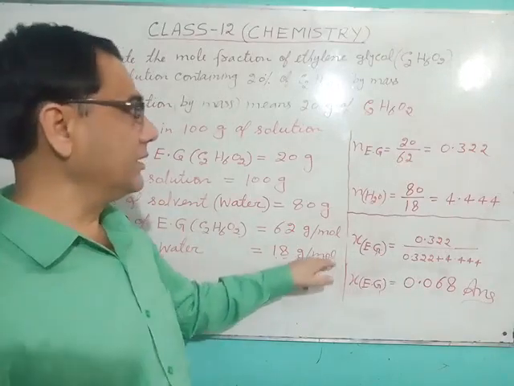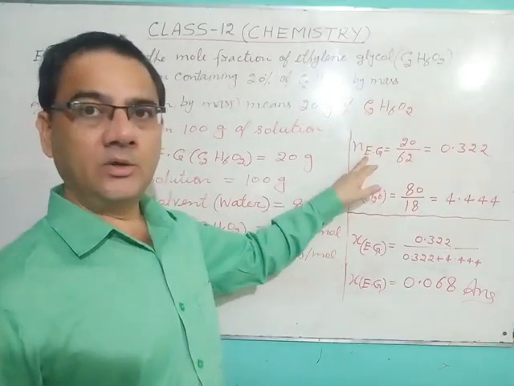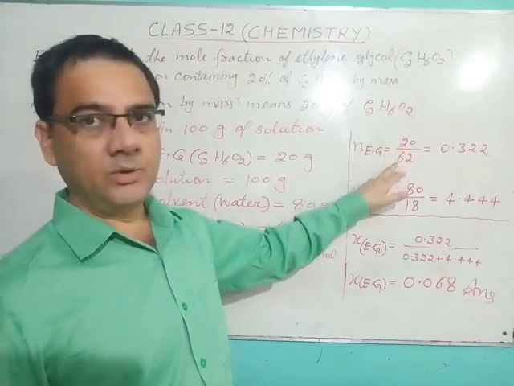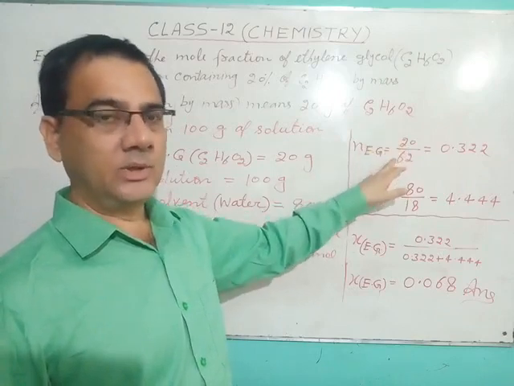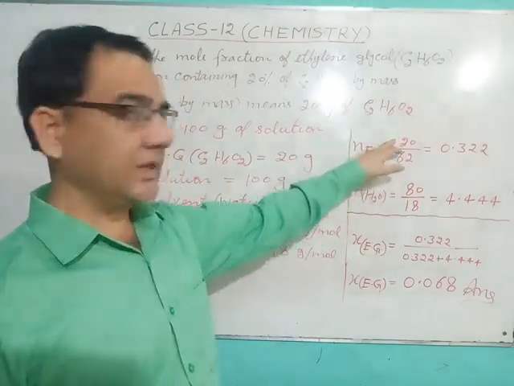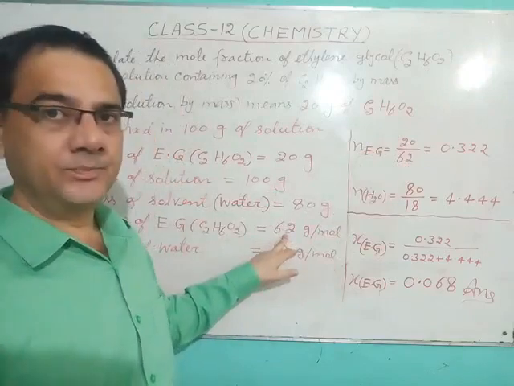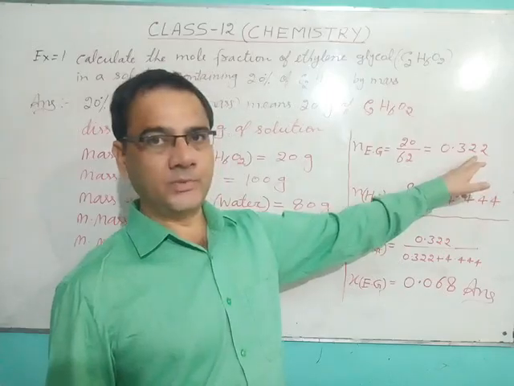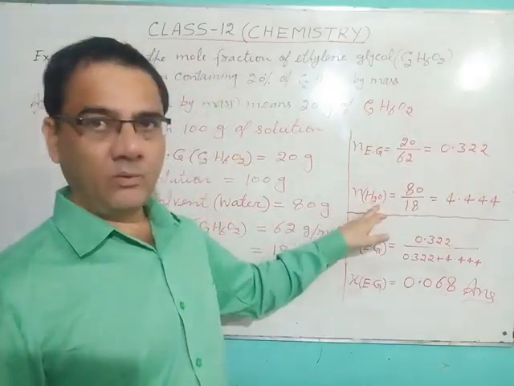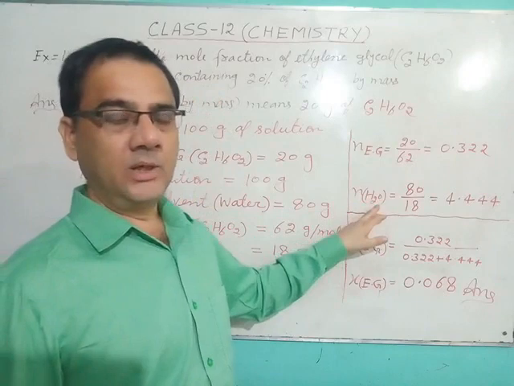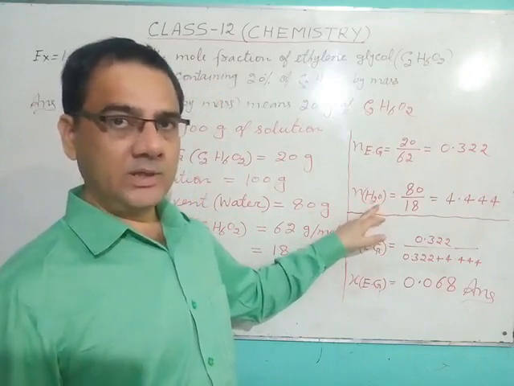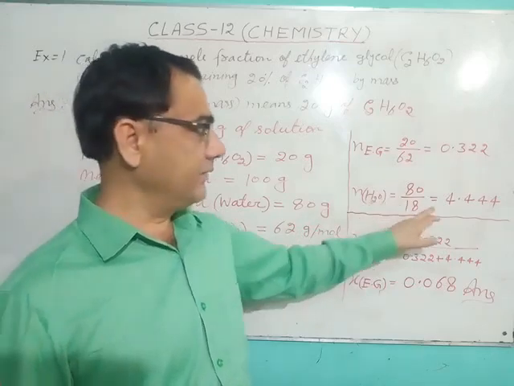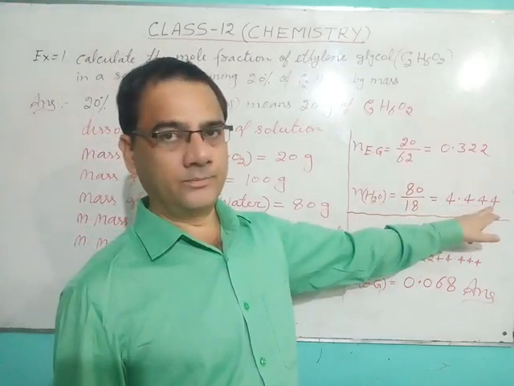So first we calculate the number of moles of ethylene glycol in the solution. And for number of moles, what is the formula? That is mass upon molar mass. Mass of ethylene glycol and molar mass. So what is the mass of ethylene glycol? That is 20 gram, and molar mass is 62. We divide this and we get the number of moles 0.322. Now we calculate the number of moles of water. Same formula, mass of water upon molar mass. And what is the mass of water? That is 80. Molar mass 18. We divide and we get 4.444.